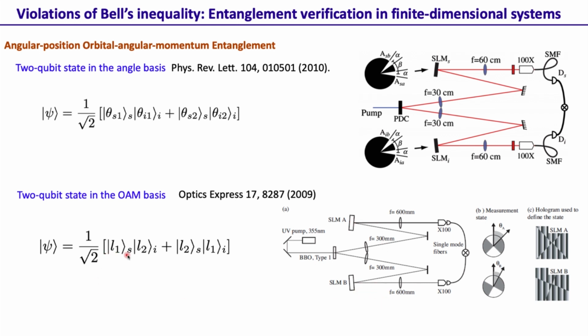That means whenever signal is L1, idler is L2, and when signal is L2, idler is L1. When talking about orbital angular momentum, these are orbital angular momentum indices, so this is L1 h bar, L2 h bar, and whenever signal is L2 h bar, idler is L1 h bar. So for such a 2-qubit state, there was this Bell inequality experiment done in 2009, and the value of this parameter was found to be 2.69. So this shows that yes, the Bell inequality has indeed been violated, and this experiment proves the existence of angular position orbital angular momentum entanglement, and that this is a valid way of producing a 2-qubit state.